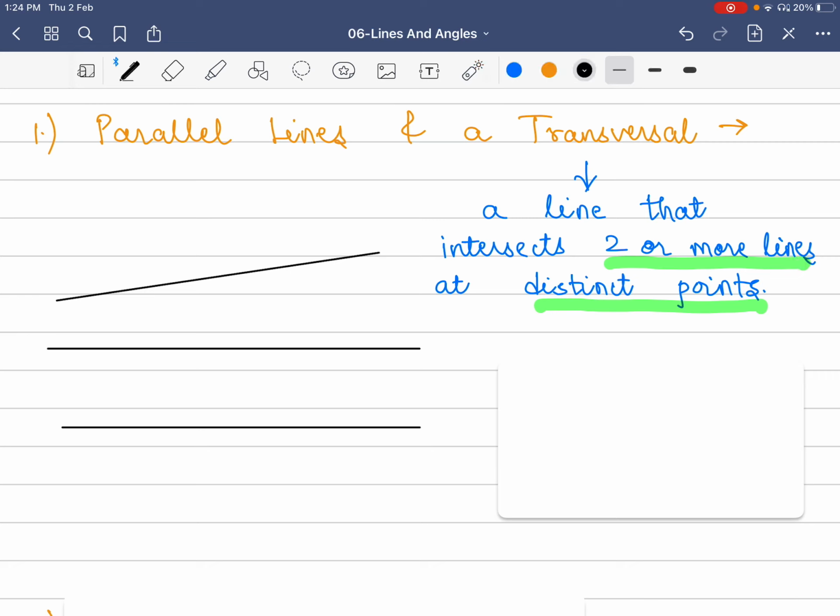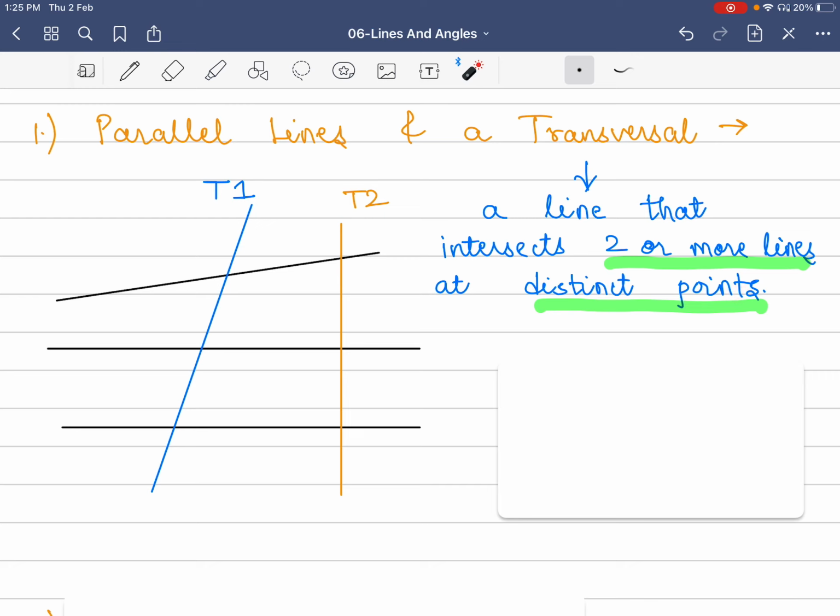Now I'm going to draw a transversal, and this will be my transversal. Let me call it T1, transversal number 1. Can we have one more transversal? Yes, definitely. We can have as many transversals as possible. So this will be my transversal number 2, T2. Why is it a transversal? Because it satisfies this property. It's a line that intersects two or more lines at distinct points.